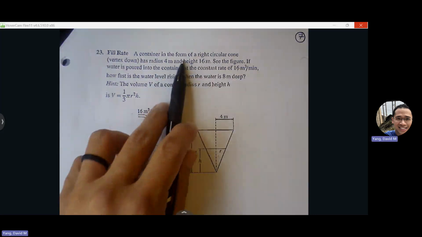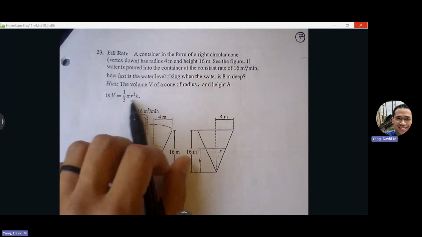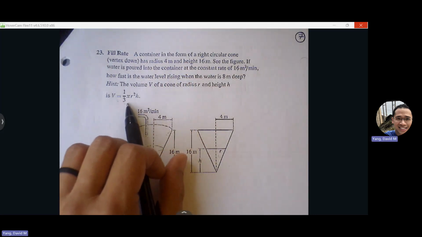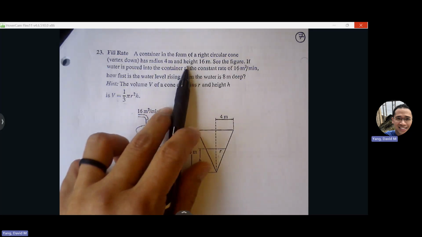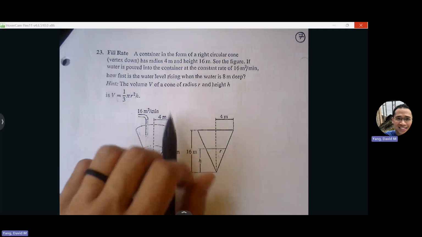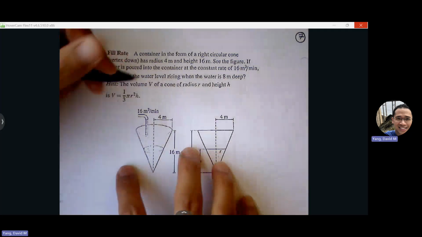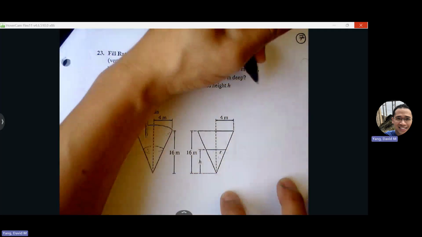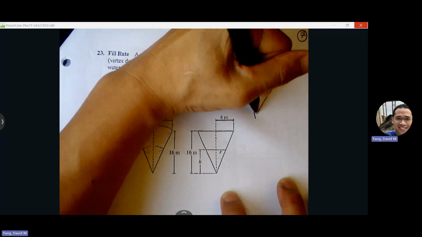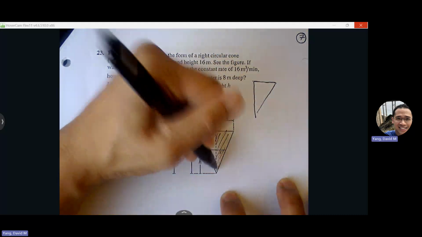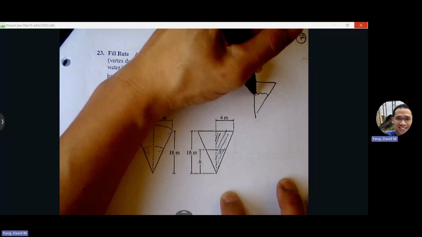All right, a container in the form of a right circular cone. Here's our formula: V equals pi over 3 r squared h. Radius is 4 meters, height is 60 meters. See the figure above. As soon as you see cones, I'm just going to go ahead and start building the structure that I need. I only care about this portion of my diagram, so I'm just going to draw my own.